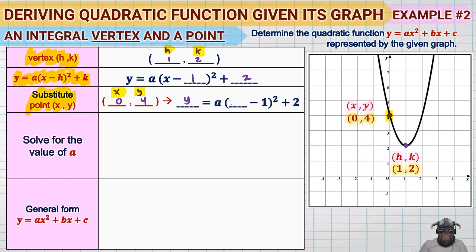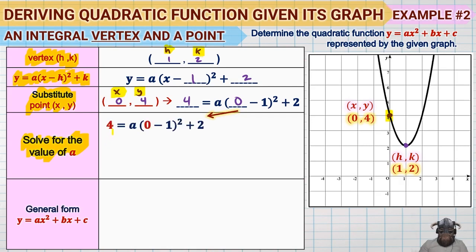So kanina nandito yung y, andito yung x. So papalitan natin yung y natin ngayon ng kinuha natin dun sa point na 4, and then yung x naman natin dito is yung 0. And we'll try to use this given equation for us to solve for the value of a. So, gagamitin natin siya dito sa baba.